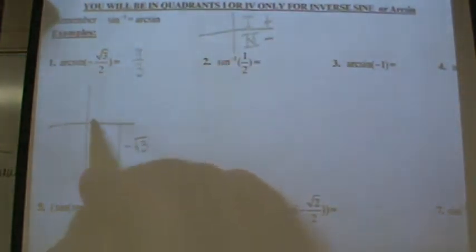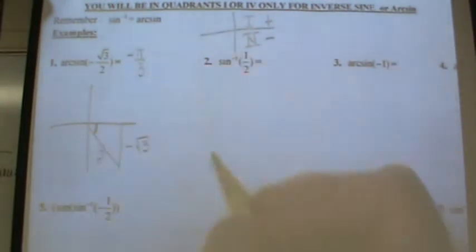Pi over 3. So that's pi over 3. Or like 5 pi over... Now wait, 5 pi over what? However, we're looking specifically for this angle. We went backwards, so negative. So this is a negative pi over 3.